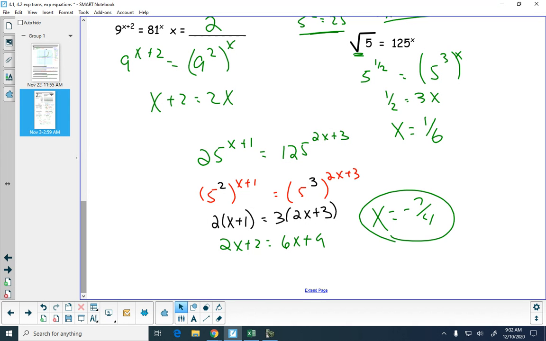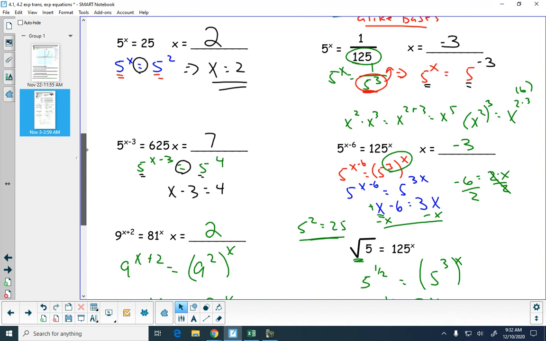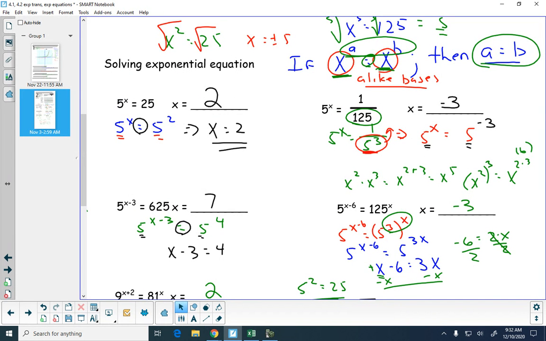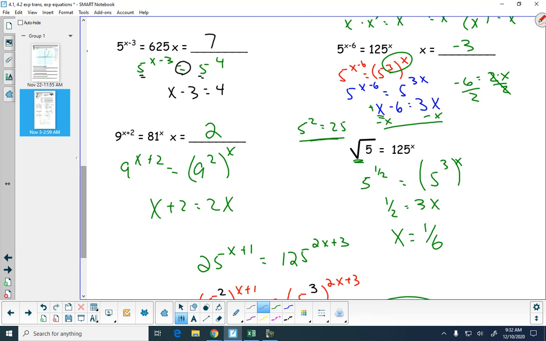I'll review some of our properties of exponents. When I'm dealing with 1 over 125, how can I write that as an exponent? Well, that's 5 to the negative third power. When I deal with a square root, I take it to the 1/2 power. So there are different aspects with respect to properties. When I have a power to a power, I have to multiply. These are properties of exponents that we'll continue to deal with.